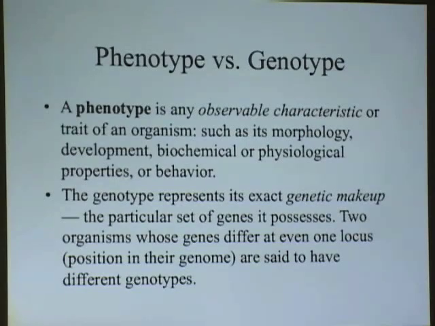4, thanks. All right, so phenotype, okay, is any observable characteristic or trait of an organism: the morphology, development, biochemistry, the physiology, properties, or behavior. Okay, so that's something that people often forget. You think about phenotypes as hair color or nose size or height, but behavior can be a phenotype too. The genotype is the exact genetic makeup. Okay, if two organisms differ even at one locus, they have different genotypes.